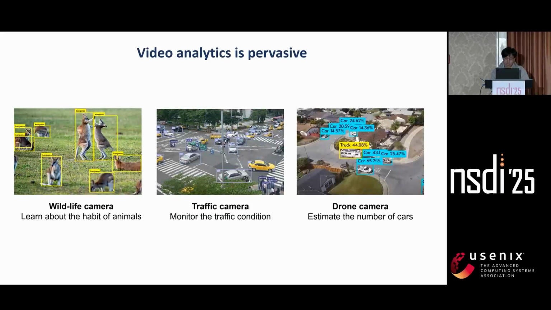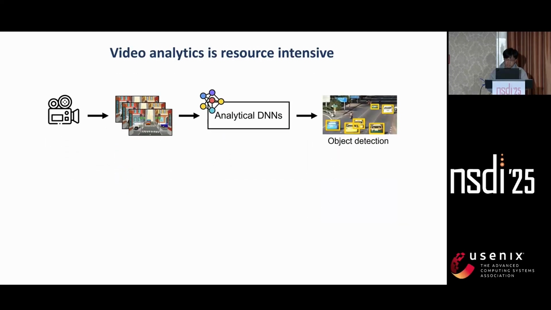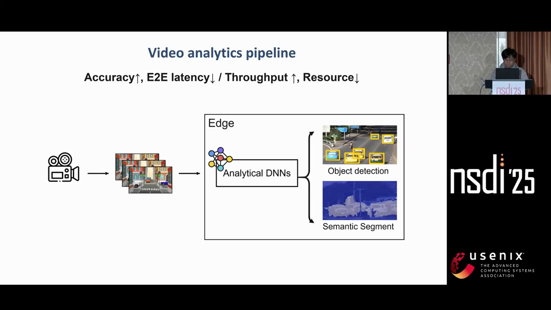Video analytics has been widely used in our daily life, like wildlife cameras, traffic cameras, and drone cameras. The video analytics system architecture is shown in the figure. The camera first captures video frames and transmits them to the edge server for complex DNN inference, to achieve high accuracy, low latency, high throughput, and low resource overhead.